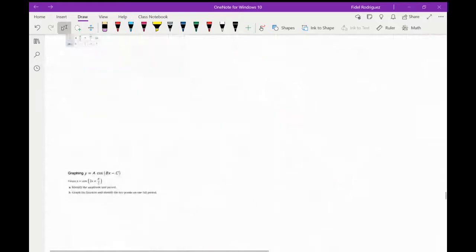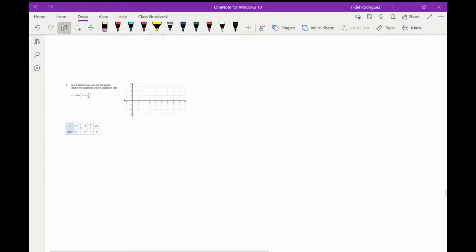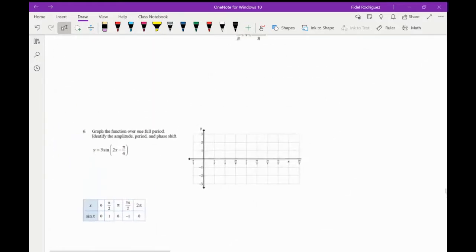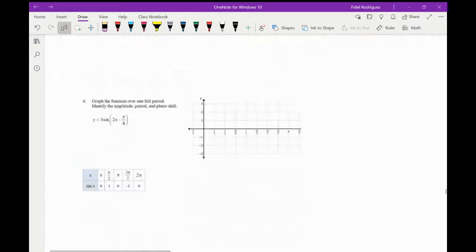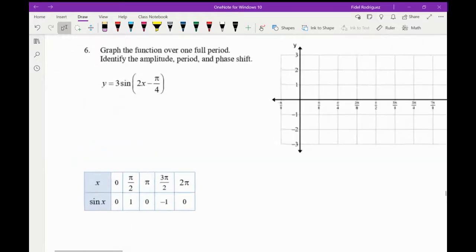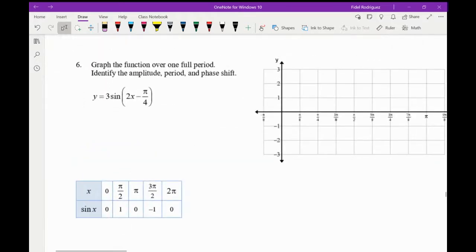Let me keep going, and I'll tell you what, guys. Let's start with this one. One thing I want to mention about this problem here: it is slightly different. The part that's different is that we have that minus pi over 4 on the inside, right?